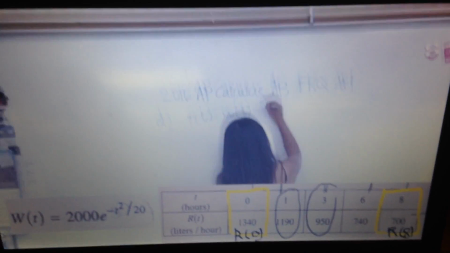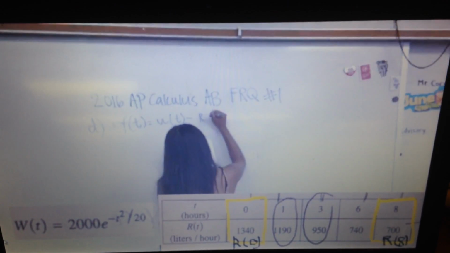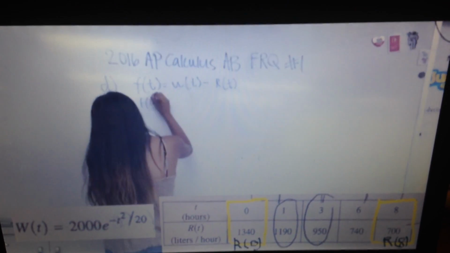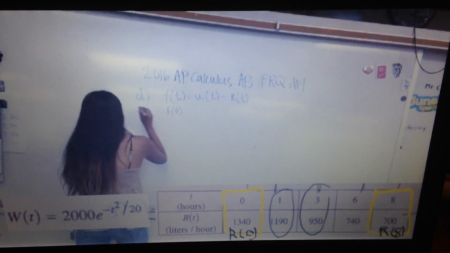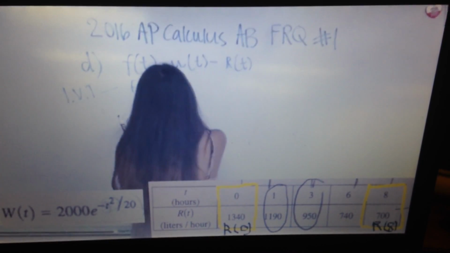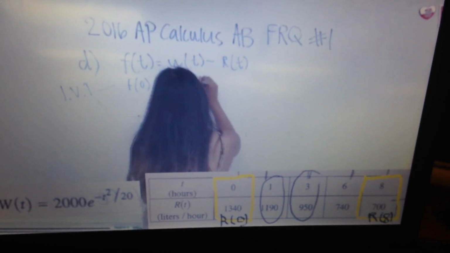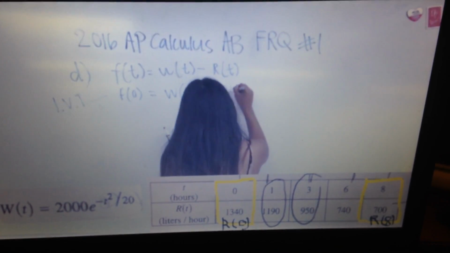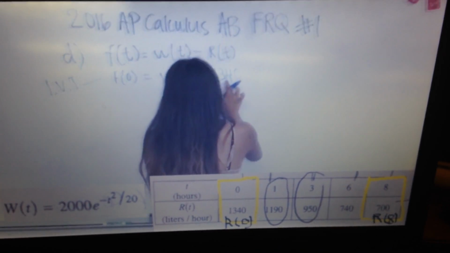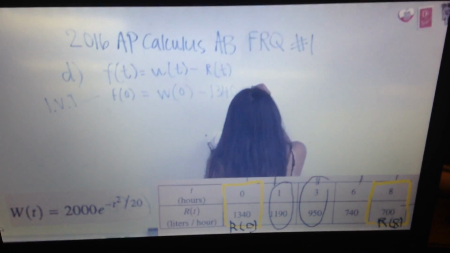Part D is asking if there is a time t when the rate at which water is pumped in and removed is the same. Here we will let f of t equal W of t minus r of t. We are going to be using the intermediate value theorem for this problem. We are going to state that f of t is continuous. Now we will be plugging in 0 and 8 into f of t.